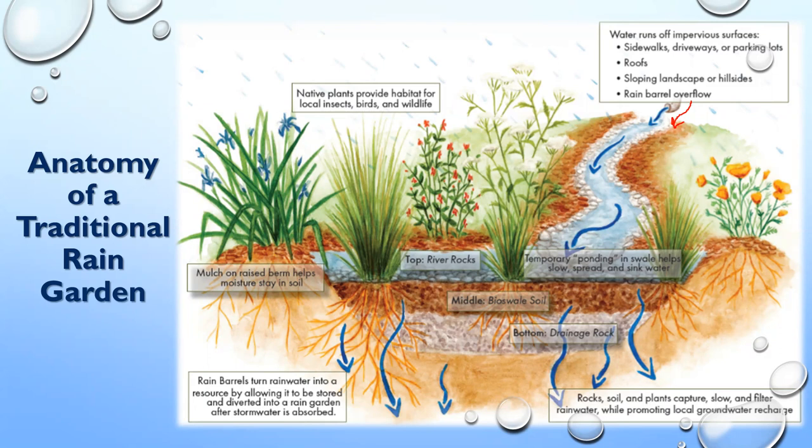And then in the bottom, you have that drainage rock, which again is going to allow that water to soak down into the ground. So you'll get a temporary ponding while it's raining or while you have water flowing into this rain garden, but it's going to be more of a dry creek bed for most of the year.